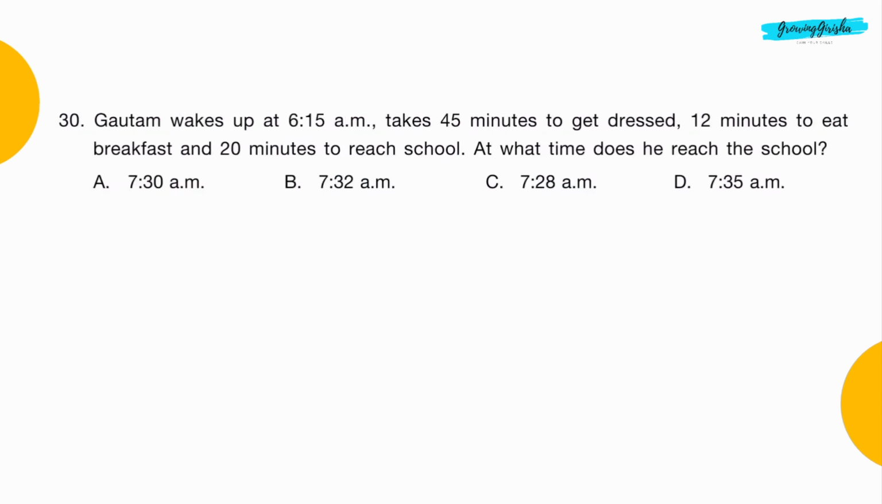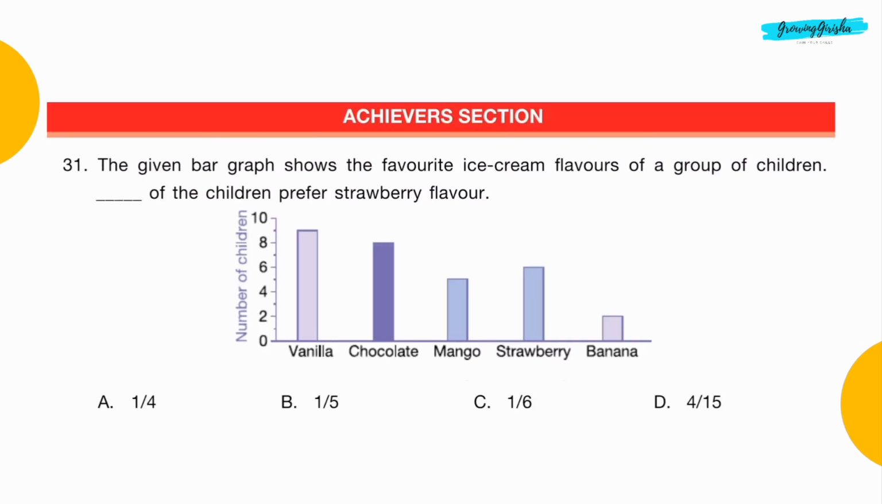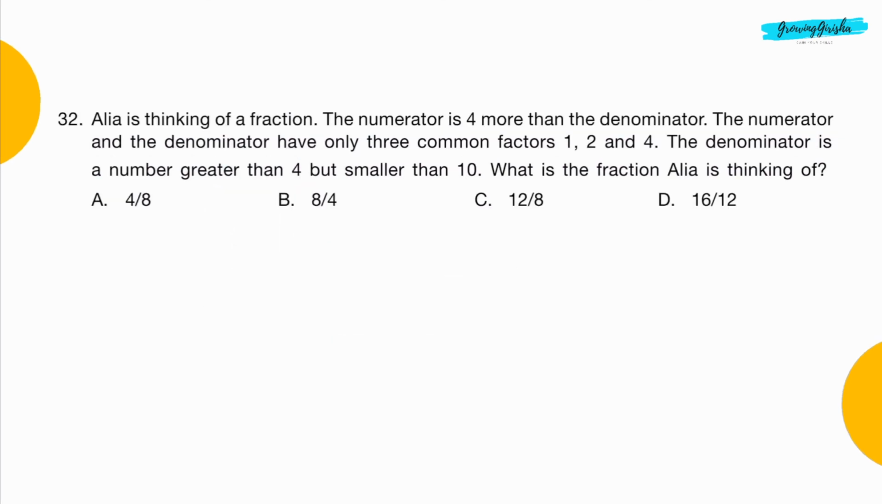Question 30. Gautam wakes up at 6:15 a.m., takes 45 minutes to get dressed, 12 minutes to eat breakfast and 20 minutes to reach school. At what time does he reach the school? Option B, 7:32 a.m. Achievers section. Question 31. The given bar graph shows the favorite ice cream flavors of a group of children. Dash of the children prefers strawberry flavor. Option B, 1/5.